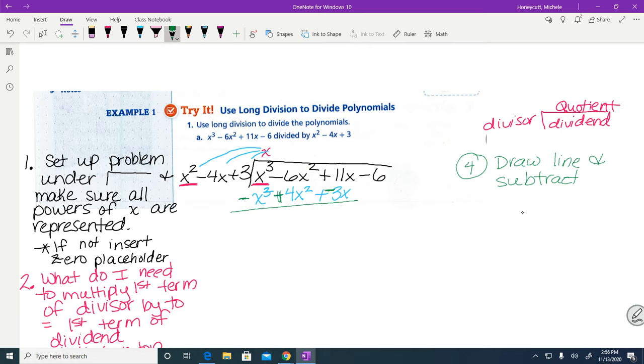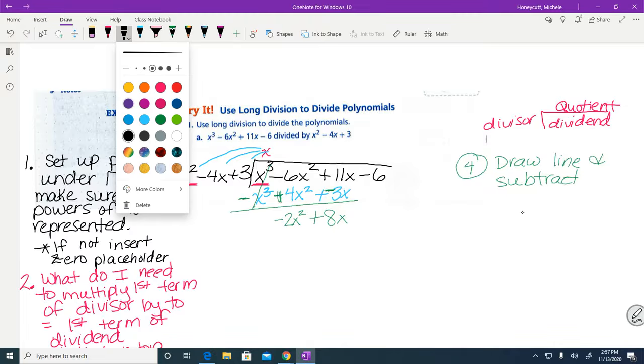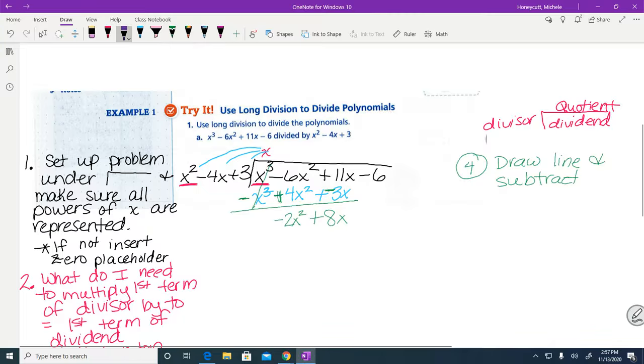So x cubed minus x cubed is 0. That cancels. Negative 6 plus 4 is negative 2x squared. 11 minus 3 is plus 8x. The next step is going to be to bring down the next term and start over.